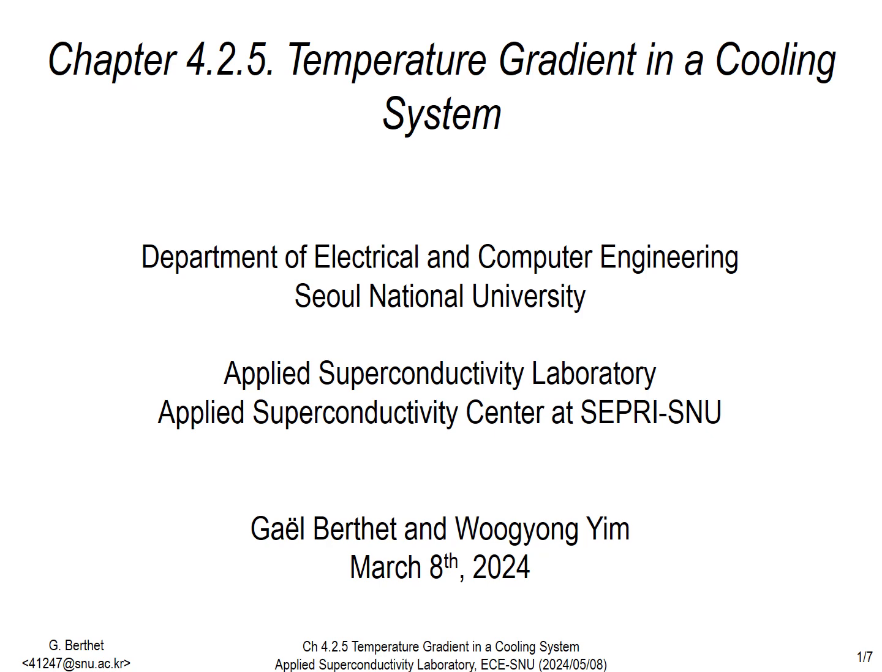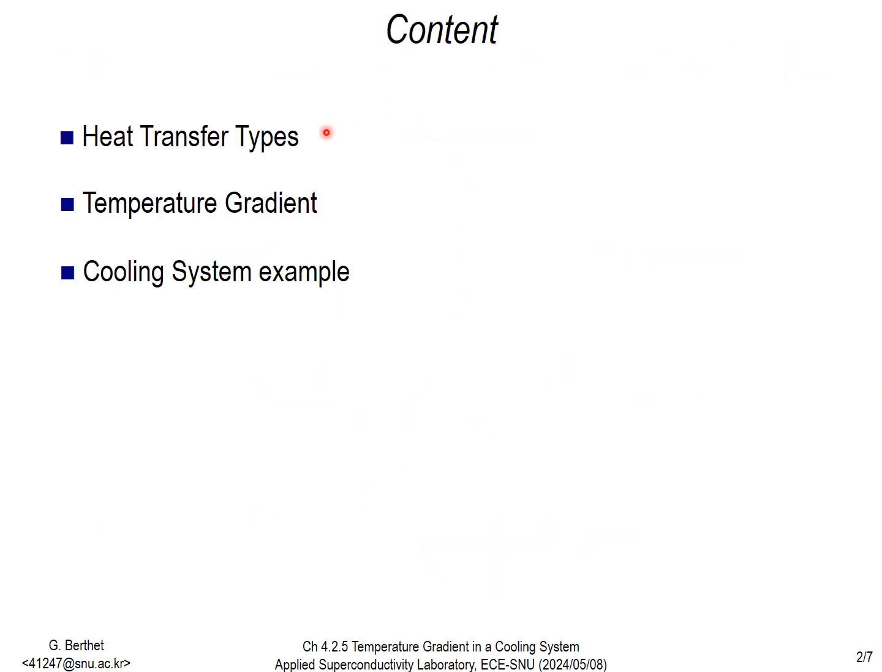Welcome back to the course on superconductivity. Today we're going to talk about temperature gradient in a cooling system. We'll first define the heat transfer types, then define what a temperature gradient is, and finish by looking at an example in a cooling system.